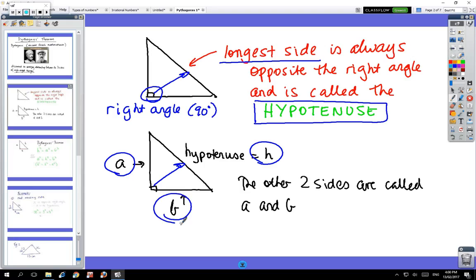Now, in some textbooks, they use the letter C, but I use the letter H. It's much easier to understand. So the H for hypotenuse, and then the other two sides are called A and B, and it doesn't matter which is which. One side's A and one side's B. So copy all of that down, and then come across.